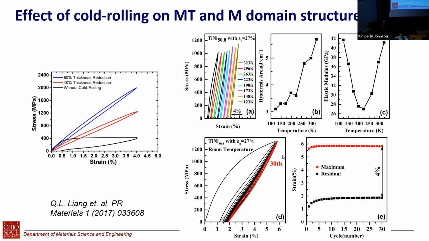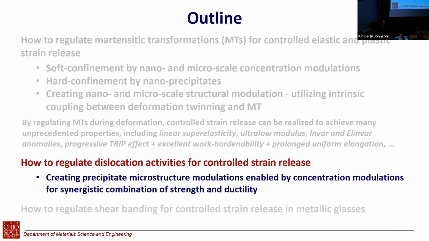And even for this linear superelastic, you can get 4% of work output. That's the recoverable strain, and the elastic modulus is also pretty low. All right, so this is to create a structure modulated material to control the strain release for the martensite. All right, I've got another 5 minutes or so.